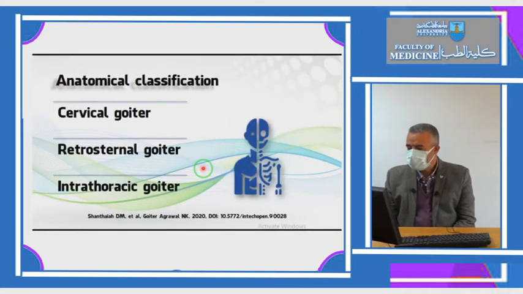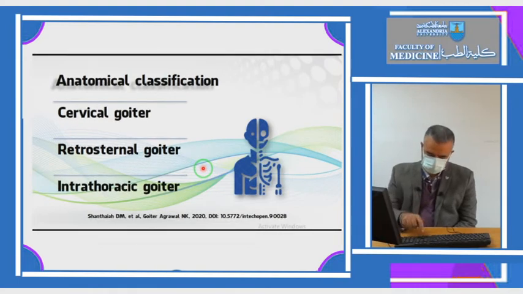Another way to classify goiter is according to the position. So we have cervical goiters, which are completely situated in the neck. We have intrathoracic goiter, which are completely situated inside the thorax. And then we have what we call the retrosternal goiter, which has a part in the cervix and part retrosternal.